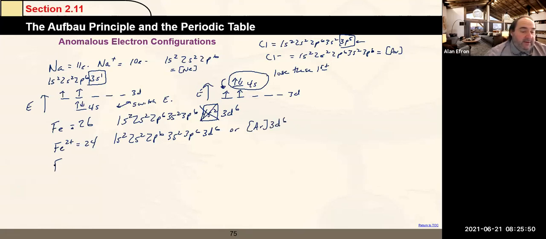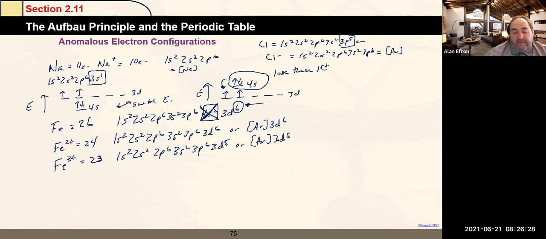Now, what happens when iron goes to a +3 charge? It ends up with 23 electrons. Same thing happens. It will first again lose those 4s electrons, and now needs to lose 1 other electron, which means the next highest in energy after that is the d orbitals, and it would lose it there, giving it a configuration of 1s2, 2s2, 2p6, 3s2, 3p6, and 3d5, or argon 3d5.